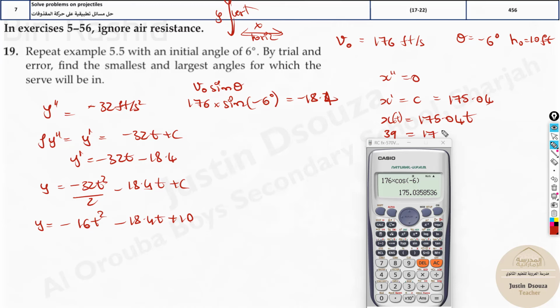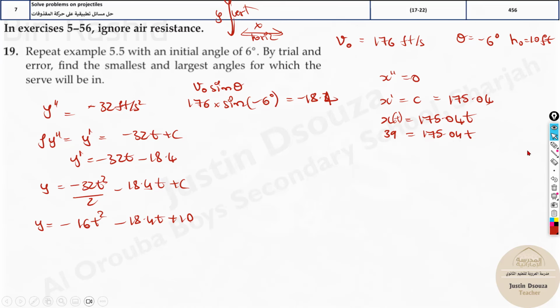That is equal to 175.04 t. Take this to the other side. Just divide whatever we have, just divide 39 by 175.04. Now 0.222 you can just take. I'll just take it as 0.22. So time is basically 0.22. Now what you need to do is substitute this time over here and solve.